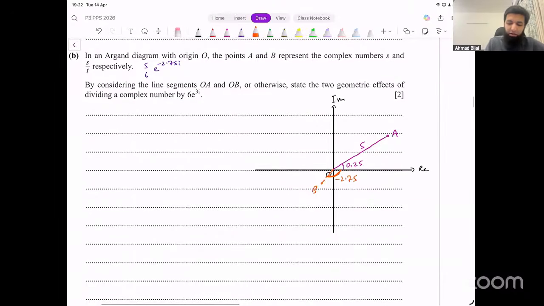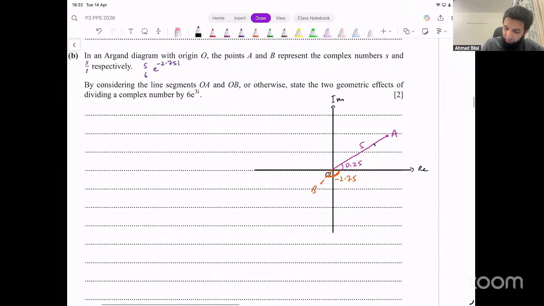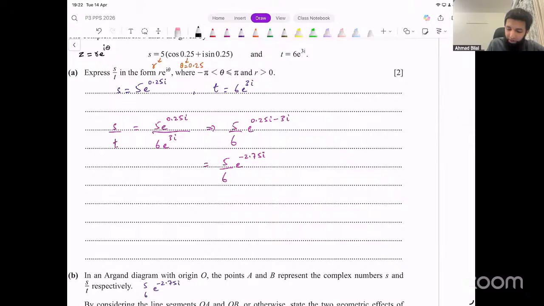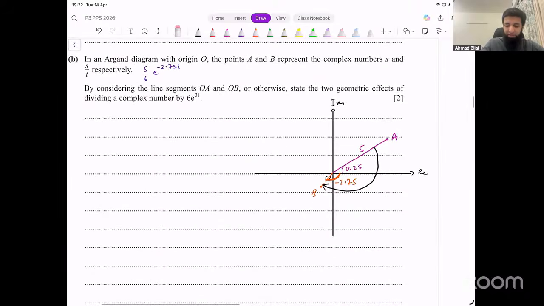Now, what are the geometric effects of going from OA to OB? OA to OB. Geometrically, what transformations are happening? How do we describe them? What transformation is happening? Any ideas? How much has the angle changed? It was 0.25 earlier, and we're going in this direction, right? Whatever was the angle before, we are subtracting 3 from that. So it's a rotation. That's one thing that's happening.